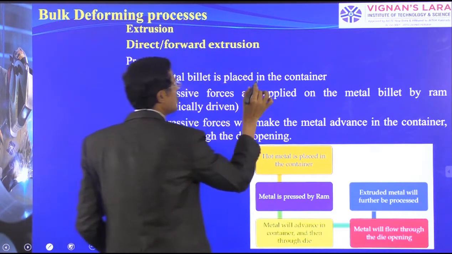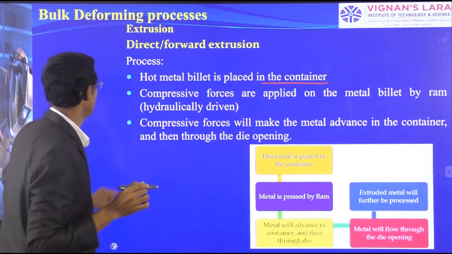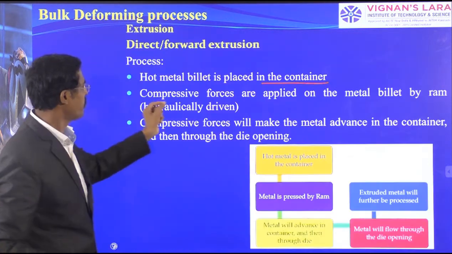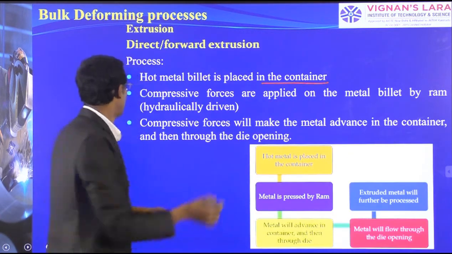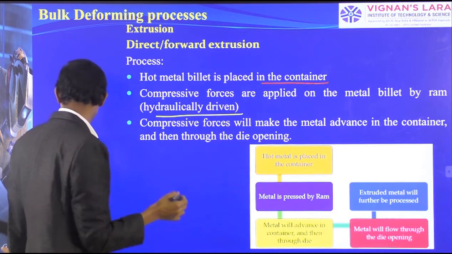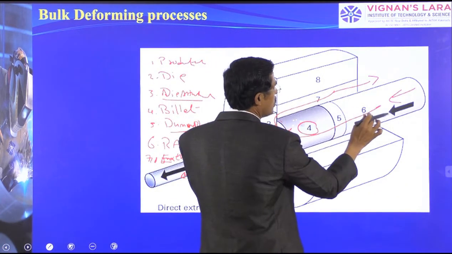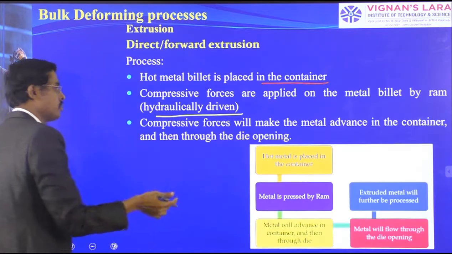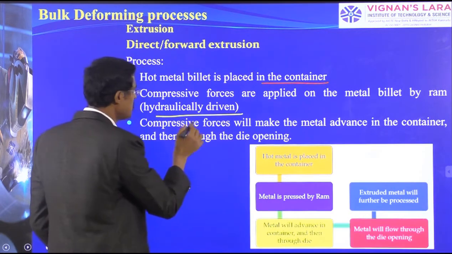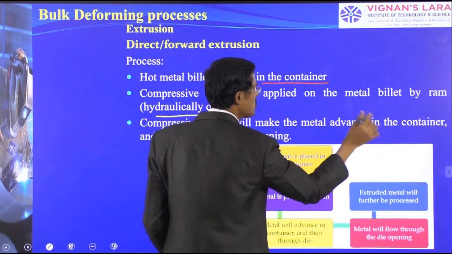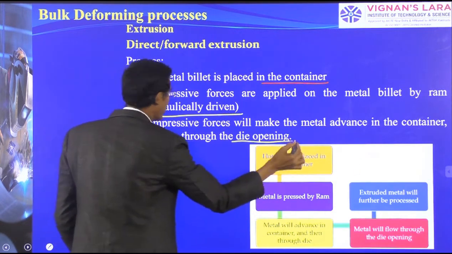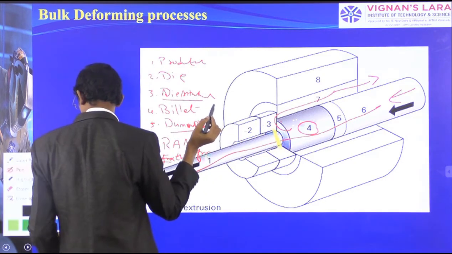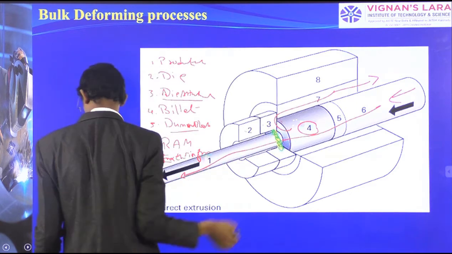In forward extrusion, with a flowchart, we understand how it is happening. The hot metal billet is placed in the container. A compressive force is applied on the metal billet by a ram, driven hydraulically. So we are applying the compressive force through the ram on the billet. The compressive force makes the metal advance continuously through the die opening. Where is the die opening? This part is the die opening. Through this die opening, the material comes out.